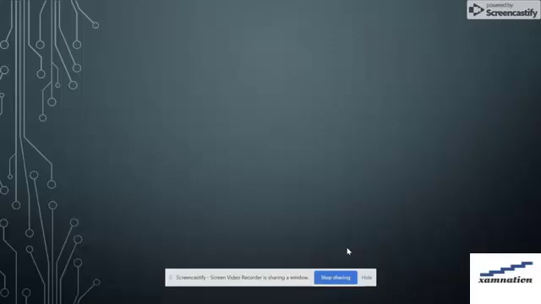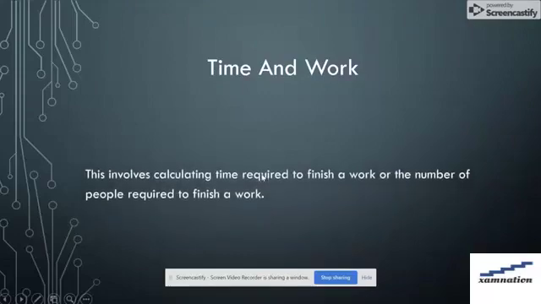Today we are going to cover the topic of time and work. This topic basically involves calculating the time required to finish a job, or the number of people required to finish a work, or the time a person might take to finish a work.